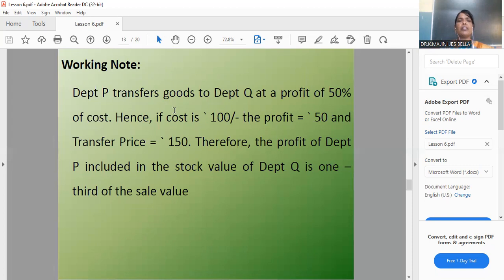So the transfer price, how much? 150. How? Because the cost is 100, but they are adding 50% margin. So 100 plus 50% is 150, right? So how much is the transfer price? 150. Okay. So I have given the calculation for that.